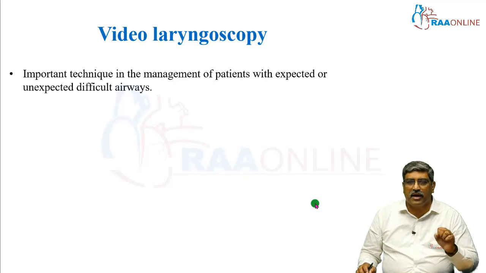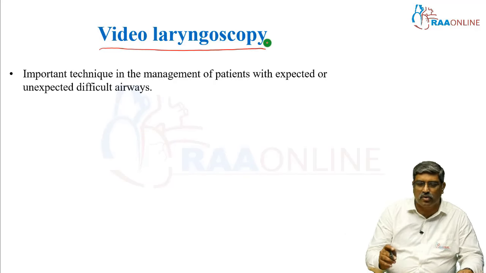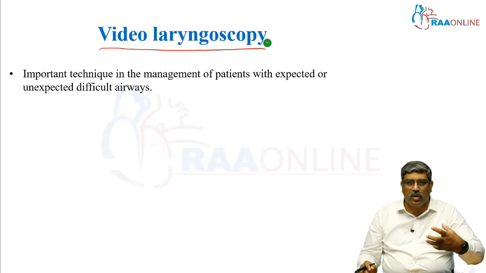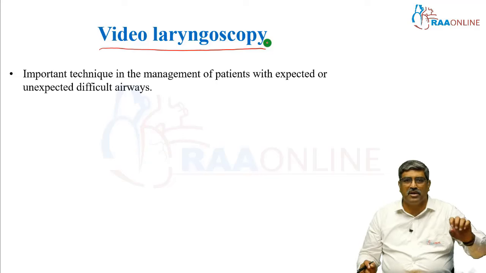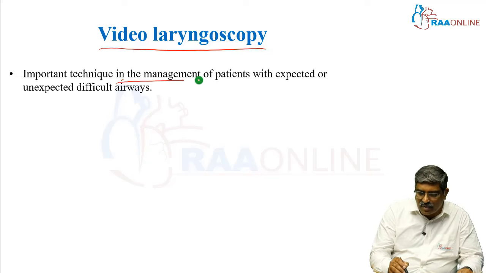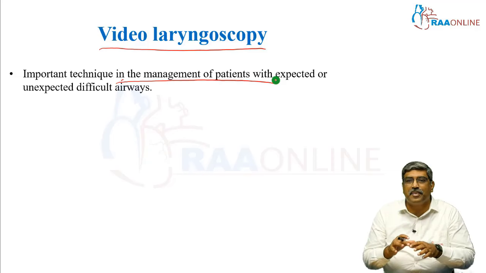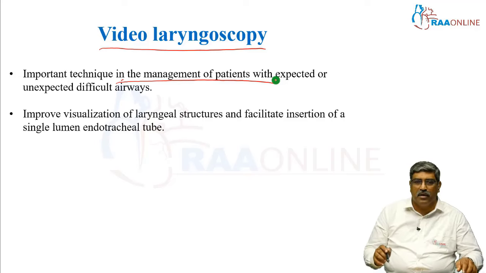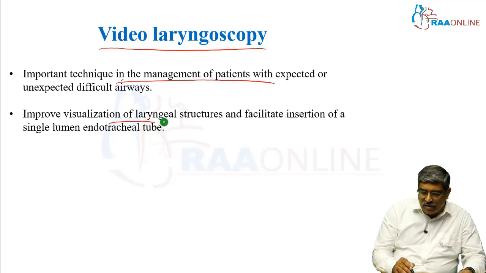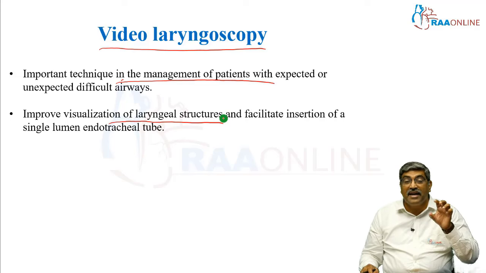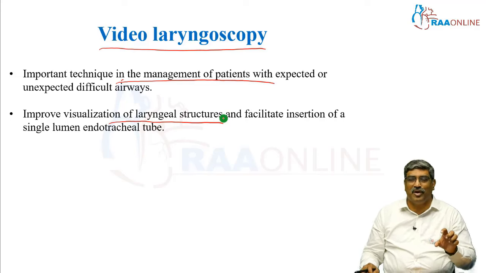Another important technique is video laryngoscopy. You can do a video laryngoscopy and localize the vocal cord and you can place the double lumen tube. It is an important technique in the management of patients with an unexpected or expected difficult airway. It improves the visualization of laryngeal structures and usually facilitates the insertion of a single lumen tube.